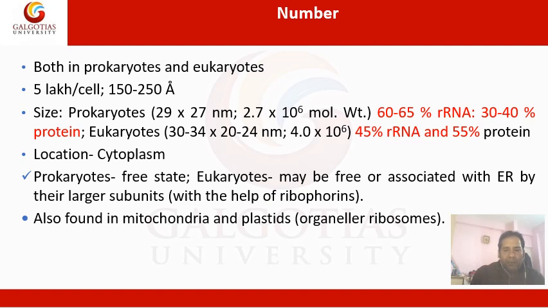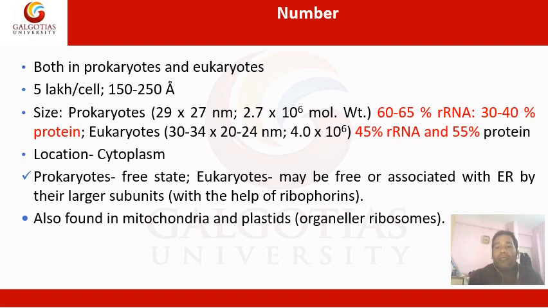Roughly, they have approximately 5 lakh ribosomes per cell, and their diameter ranges from 150 to 250 angstrom. And the size of these ribosomes is much smaller in the prokaryotic cell. It is around 29 by 27 nanometer, and the molecular weight is also smaller in the prokaryotic cell.